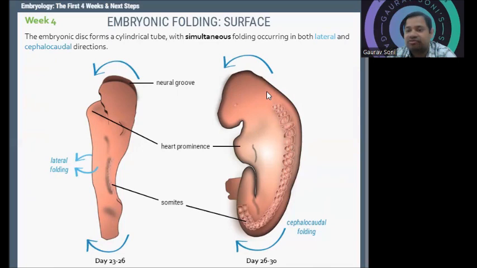Cephalo means head, caudal means tail side. So this type of folding is also going to happen. Both the foldings are going to happen due to the growth of the embryo.